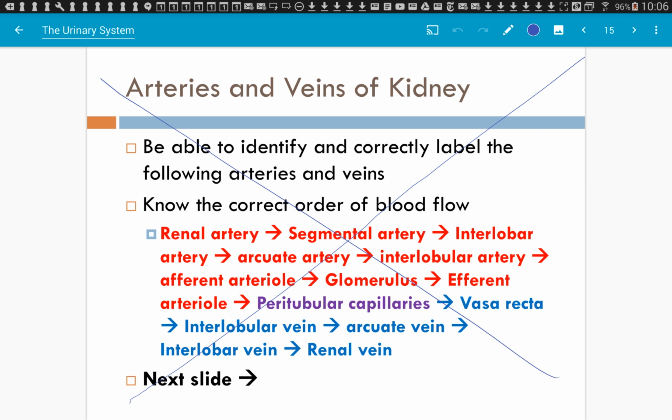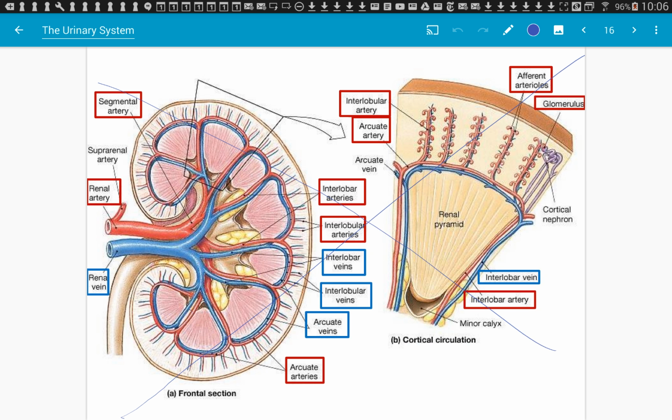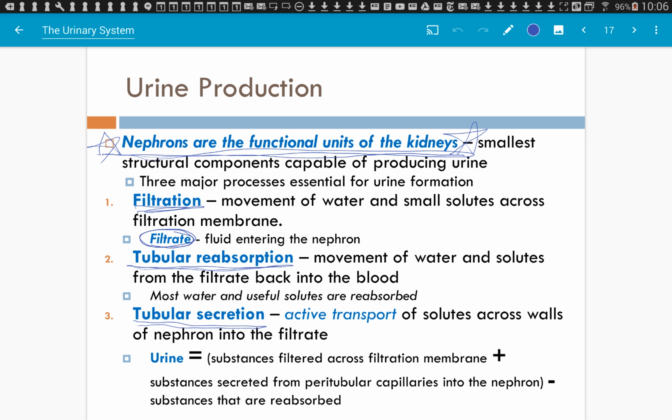Okay, so crossed out that slide, crossed out this slide, yay. Okay, so now we're going to start talking about urine production. How do we make urine? Down to the actual nephron and how that urine is formed. So, as a reminder, your nephron is the functional unit of the kidney. It's the smallest little structure that is able to produce urine.